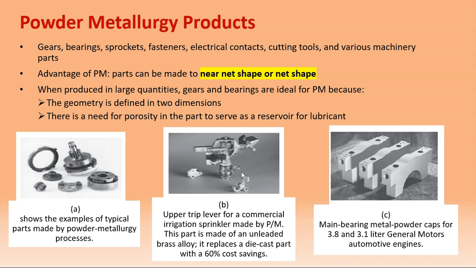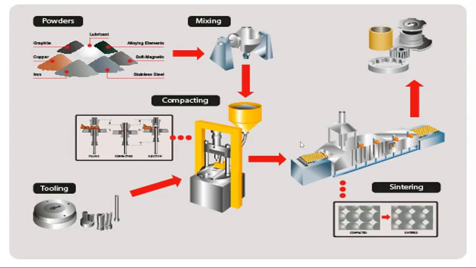These are more complicated parts. And these are the bearing metal powder caps for the automotive engine. This is the general process in which, from the metal powder, they have some combination and then they do the mixing. In the mixing, they add additives like binders and lubricant, and then they do the compacting or pressing process with the proper tooling and die. Once they finish, they get the green compact, then they go through the sintering process.